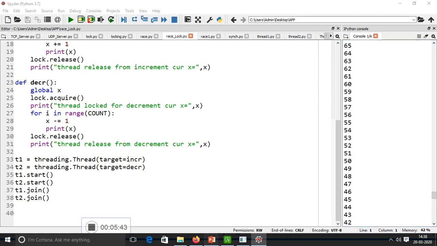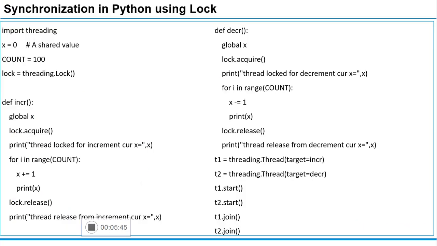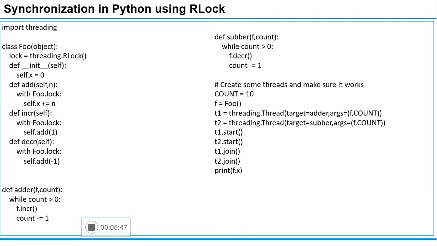Right. This is the first way of using synchronization. Second is the reentrant lock. As I said, a reentrant lock is nothing but a specific type of lock which allows the same process to access the lock multiple times. If any new process tries to access it, that will be put into blocked state.